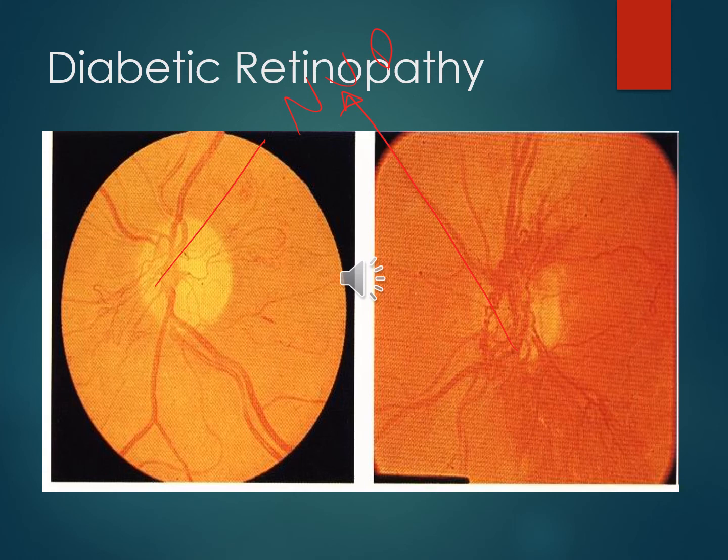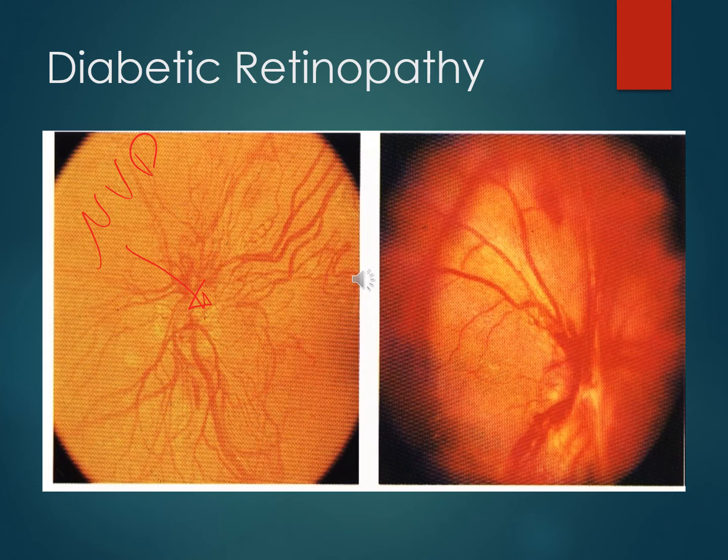microvascular occlusion, formation of a new vessel, but this new vessel is at the disc. We call this NVD, new vessel at the optic disc. The new vessels are fragile. The patient may develop vitreous hemorrhage, so he's in a stage of proliferative diabetic retinopathy.